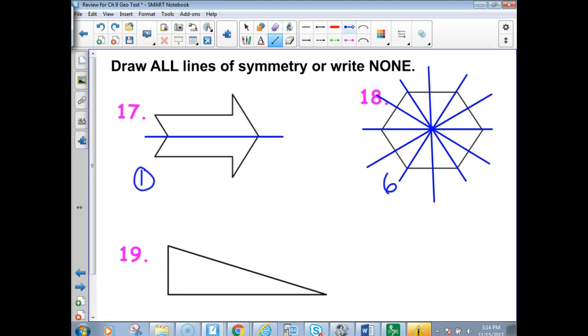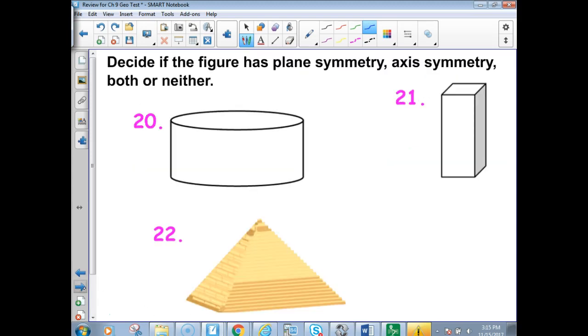And number 19, we're going to write none. Yep, there aren't any. Now this says the side of the figure has plane symmetry, which means you could cut it with a plane. Axis symmetry, which means you could spin it on a line. And both or neither. All right, this thing I could spin around, right? Just like a roll of toilet paper. All right, so it definitely has axis symmetry.